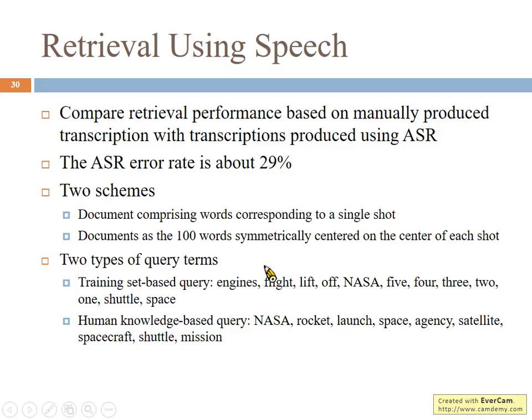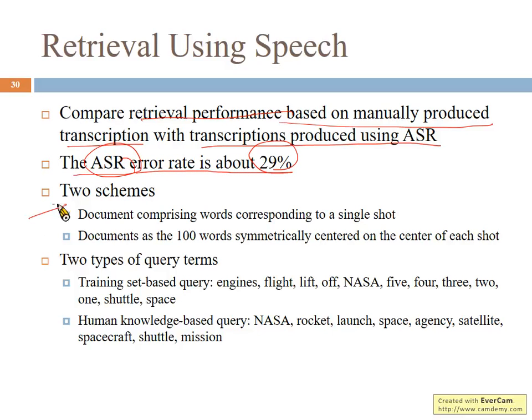We may imagine: what if we just use speech recognition to do retrieval? Here we compare retrieval performance based on manually produced transcription with transcription produced using automatic speech recognition. At that time, the automatic speech recognition error rate was about 29%. And then they evaluate two schemes.